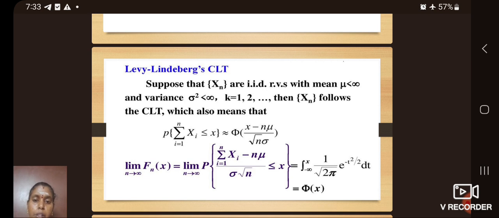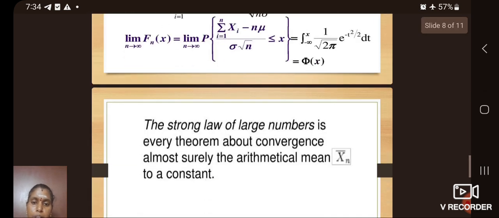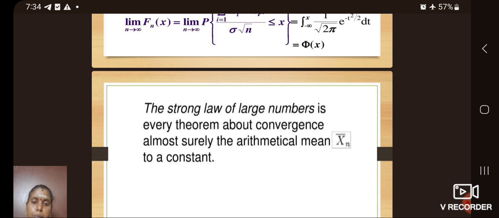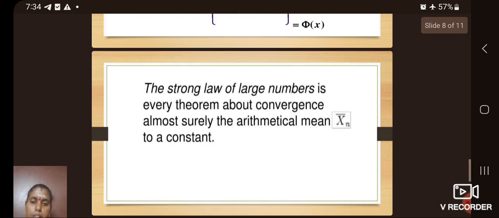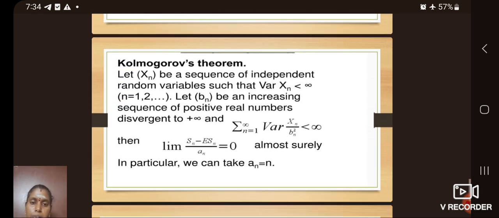Next we see the Levy-Lindeberg central limit theorem. Suppose that Xn are identically independent random variables with mean mu and variance sigma square. Then the sequence Xn follows the central limit theorem, which also means that probability of Sn less than or equal to x is approximately phi of (x minus n mu) by (root n into sigma). The strong law of large numbers is every theorem about convergence almost surely of the arithmetical mean to a constant.